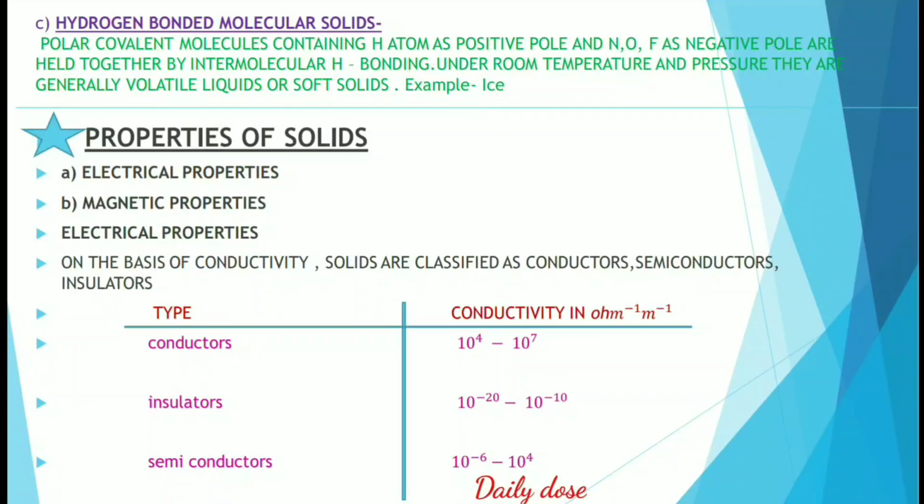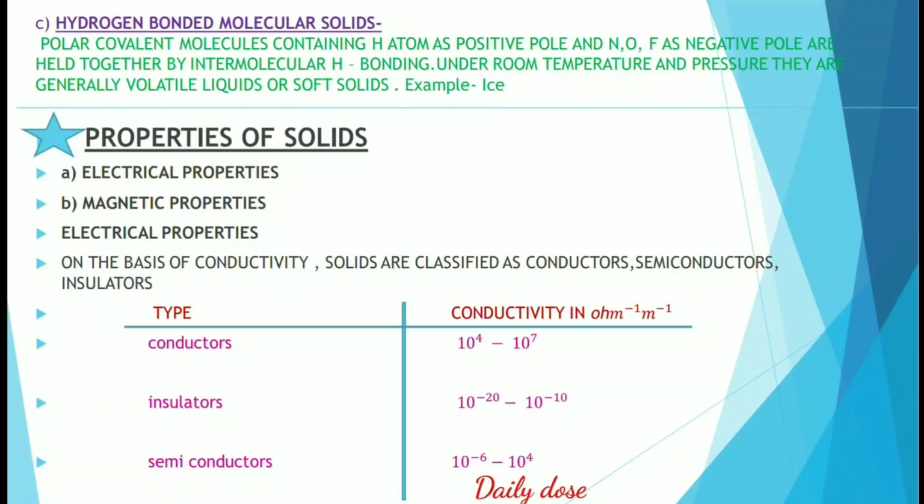The last one is the hydrogen bonded molecular solids. So polar covalent molecules containing a hydrogen atom as positive pole and nitrogen, oxygen, fluorine as negative pole are held together by intermolecular hydrogen bonding. Under room temperature and pressure, they are generally volatile liquids or soft solids. Example, ice. As the name suggests, hydrogen bonded, there must be a hydrogen atom.